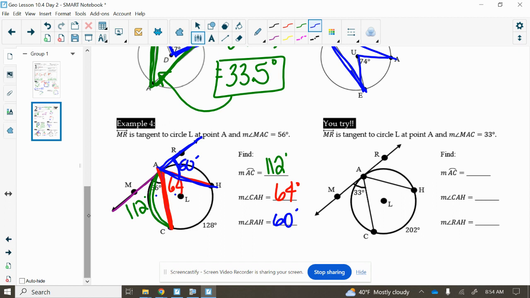So now there is one for you to try. The first one wants you to find the measure of arc AC, given our angle here is 33. Then they want you to find the measure of angle CAH. And then finally, you are finding the measure of angle RAH.